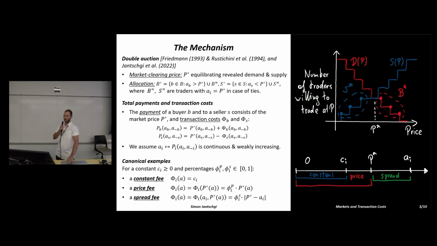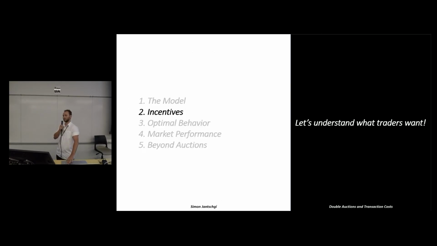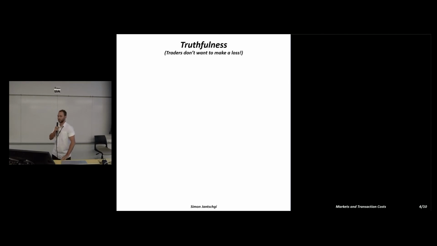So those are the three examples, but we will look in our analysis at a much more general class of transaction costs. But now we come to the important question of the incentives: what should a trader do in order to maximize their expected utility? I will argue that there are three different incentives. The first one is related to truthfulness. That is, traders don't want to make a loss with their trades.